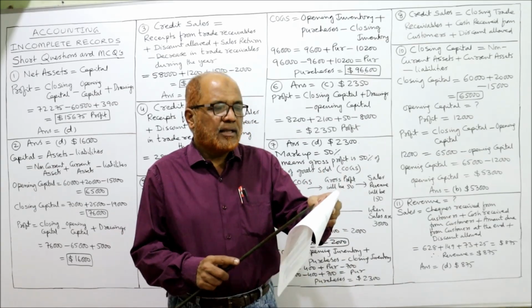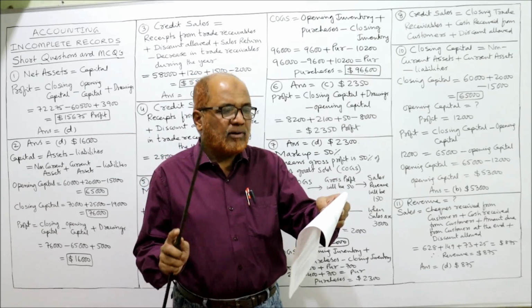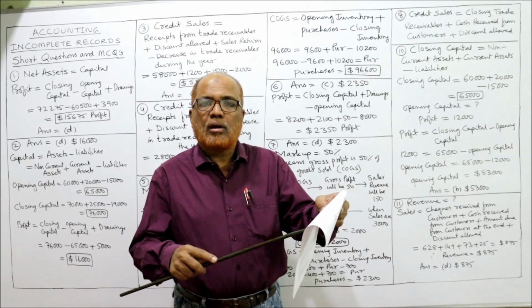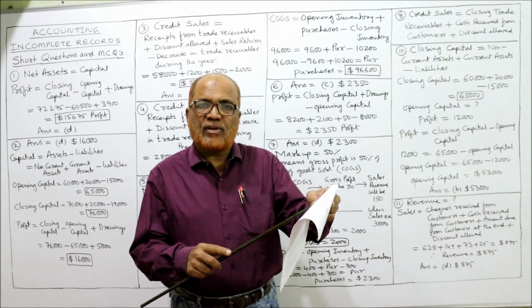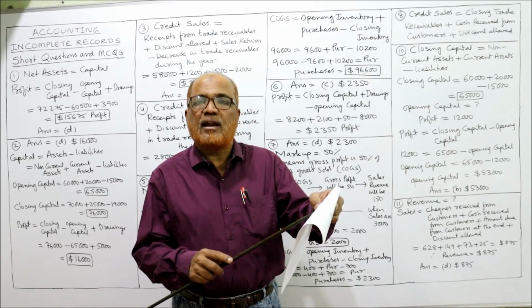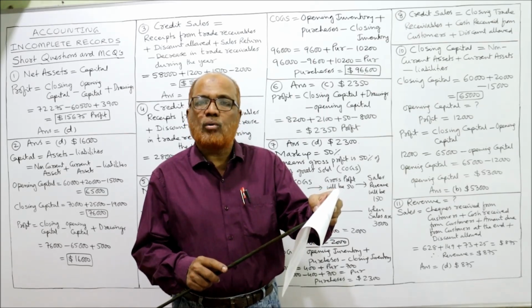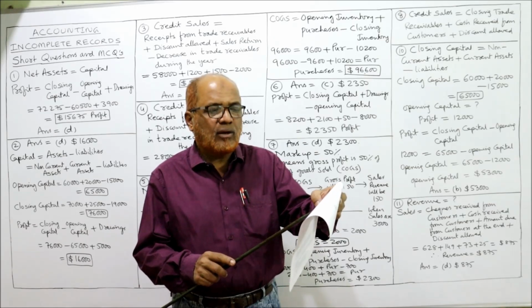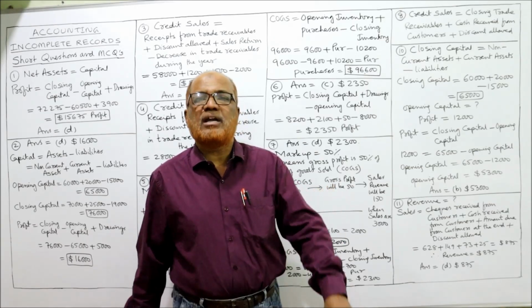That also added. Then discount allowed. That will also be added. So simply you have to add up all. Cash received from customers, check received from customers, closing trade receivable and discount allowed. If you add up all, you will get the revenue. The answer is $875.